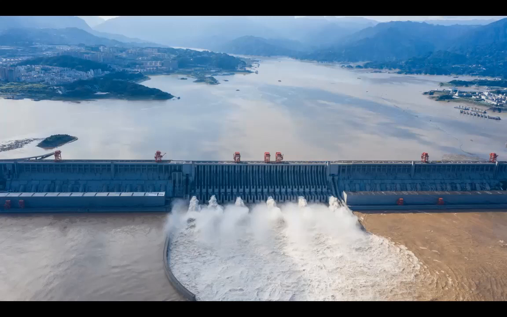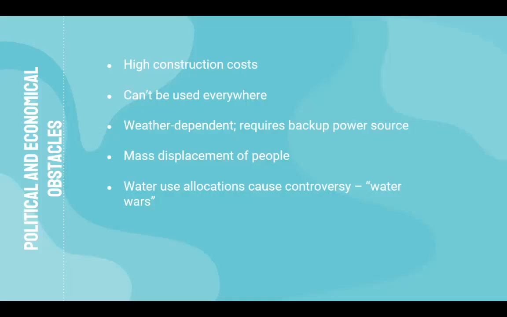The number of little villages and things that were covered by the reservoir produced by the dam is substantial. So when we start looking at these, there are definitely political and economic obstacles that need to be overcome. The construction cost is huge, and you can't just put one anywhere. It is somewhat weather dependent, and it requires a backup source, okay? Because we don't always want to use up all that water, especially if we're going to be using it for something else in terms of irrigation, drinking water, etc. You have massive displacement of people and wildlife, and water use allocations can cause water wars over who has access to that water and for what different needs.